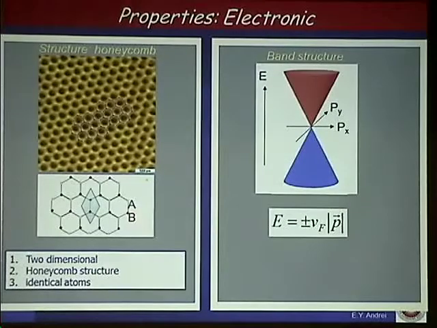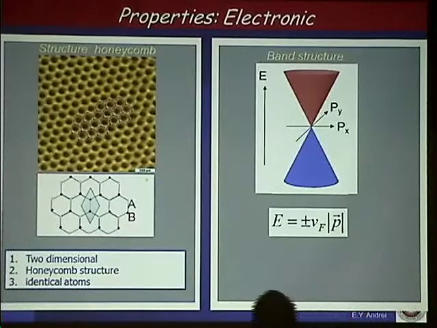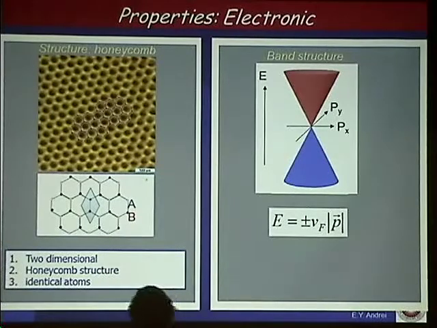So there are 3 ingredients that go into the spectacular electronic properties of graphene. And those are the fact that it's 2-dimensional, the fact that the structure is honeycomb, and the fact that all atoms in it are identical. Now, look, have I said carbon anywhere? No, it doesn't have to be carbon. In fact, you can make graphene out of anything.